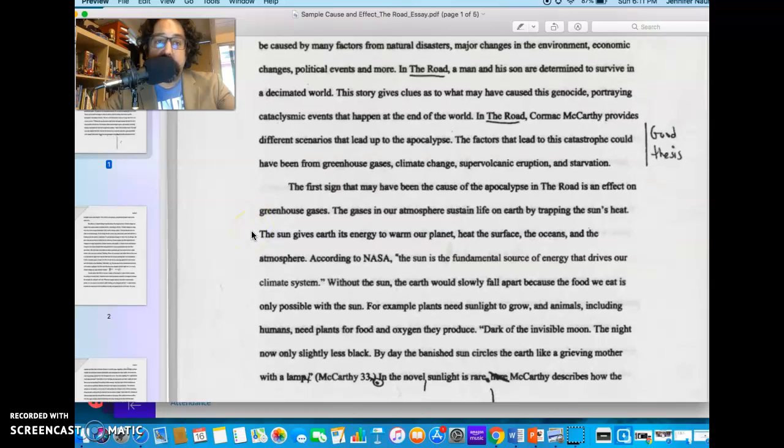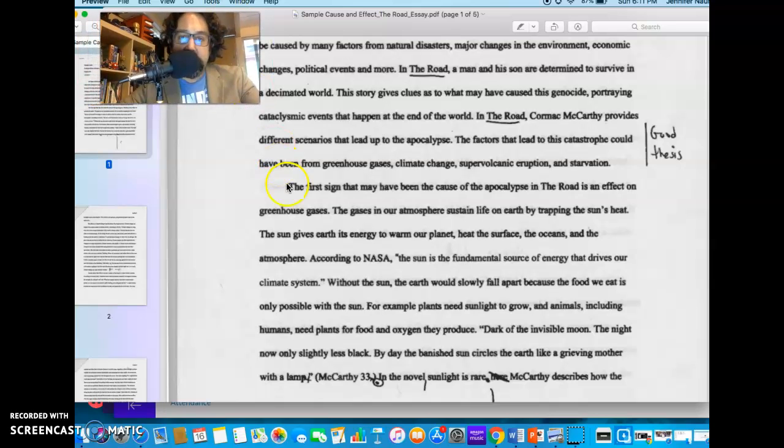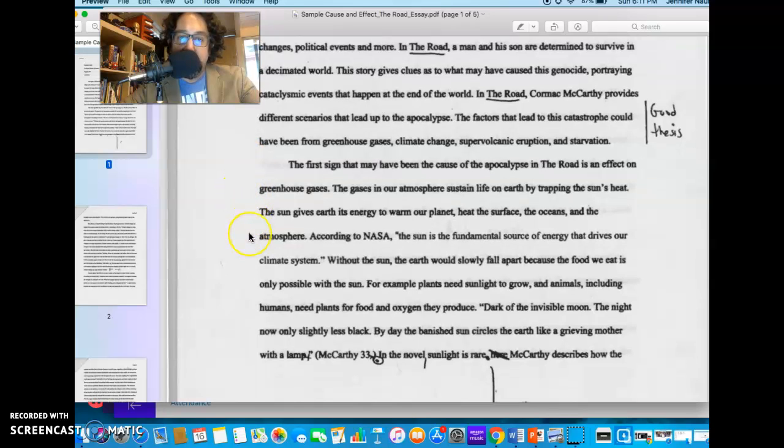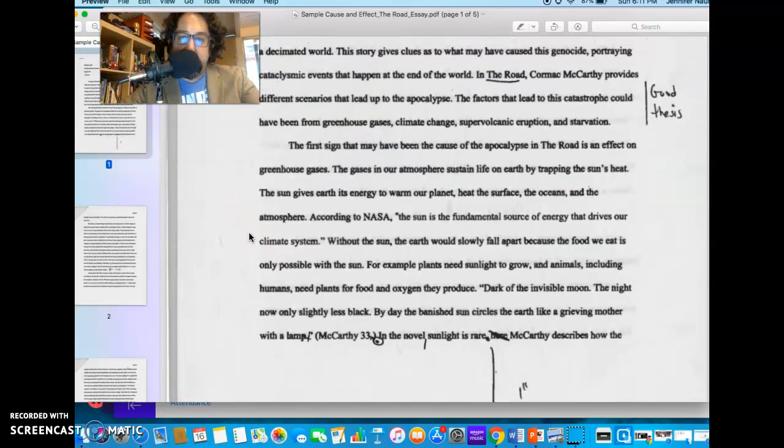Okay, so our body paragraph would look like this. The first sign that may have been the cause of the apocalypse in The Road is an effect on greenhouse gases. There are some syntax and phrasing issues in that sentence, but the content's pretty good. We're talking about the cause, and that's the first sign. Okay, this sort of makes sense. I guess I know why we're doing that first.